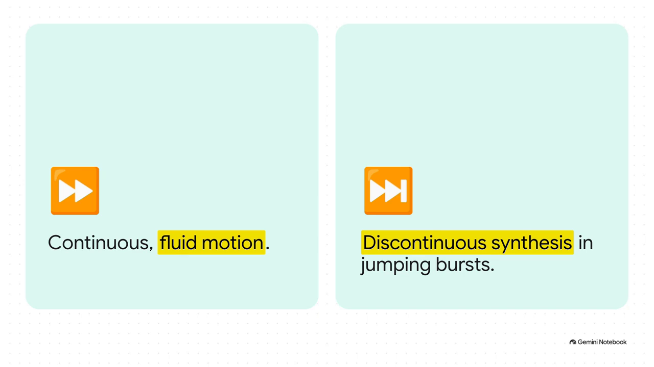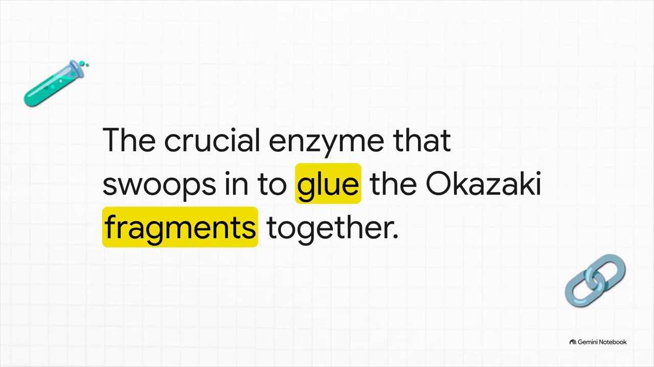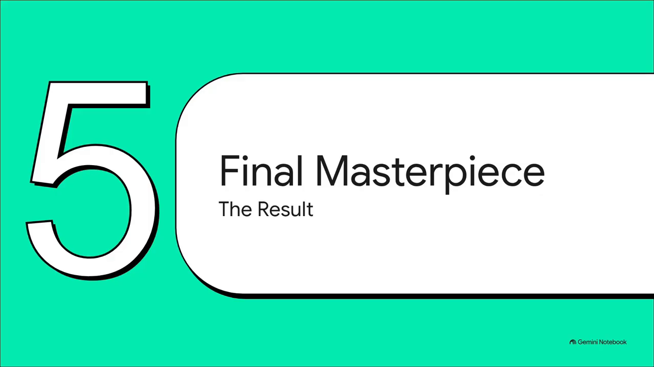But hey, it works. But now we're left with all these disjointed chunks on the lagging strand, right? That is exactly where our third crucial character comes in: ligase. Ligase is absolutely the unsung hero of this whole operation. It rapidly swoops in to act as the glue. It flawlessly stitches those discontinuous, glowing Okazaki fragments together into one unified, continuous genetic strand, perfectly matching the perfection of the leading side. And that brings us to Section 5, the final masterpiece.